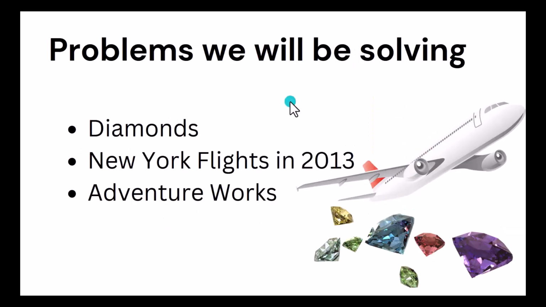So what are the problems we are going to be solving in this course? We are going to be solving the diamonds problem. This is a data set containing the price of various diamonds and also their characteristics. We are going to explore this data set to see how these characteristics affect diamond price and how we can know that a diamond is good or bad. Then we'll also go to the New York flights data set to see how we can explore flight delays and analyze reasons for flight delays in various flights in the New York flights 2013 data set.